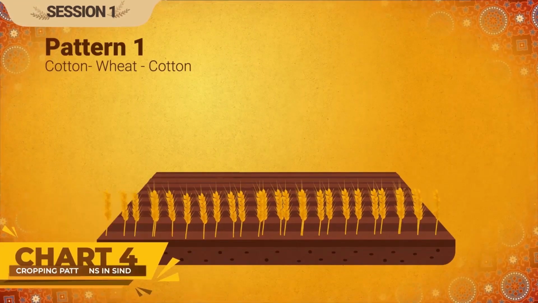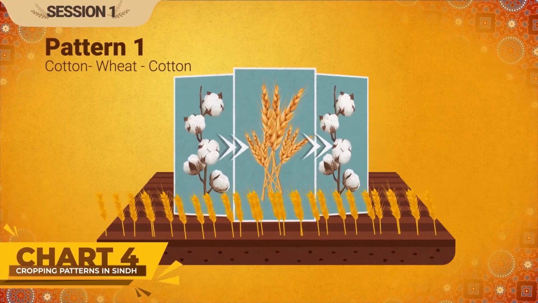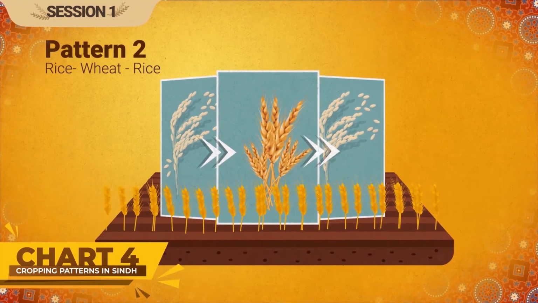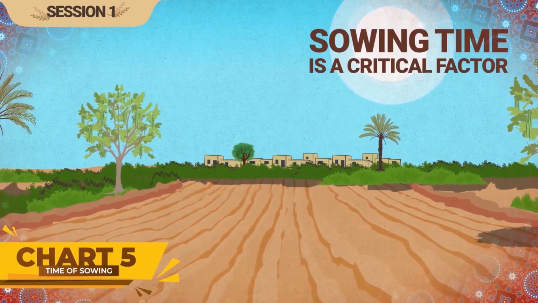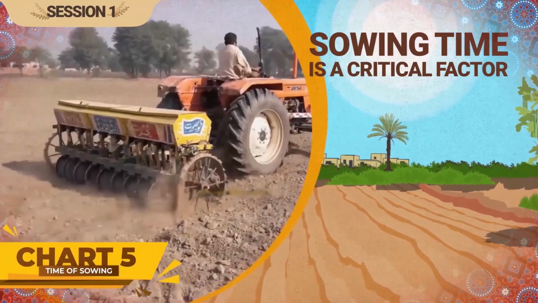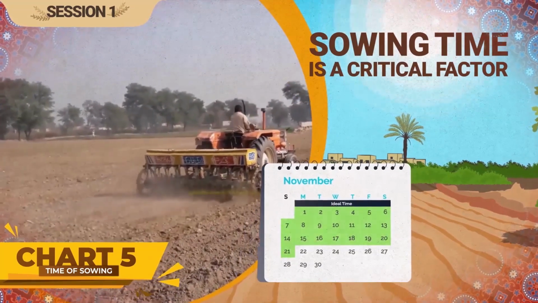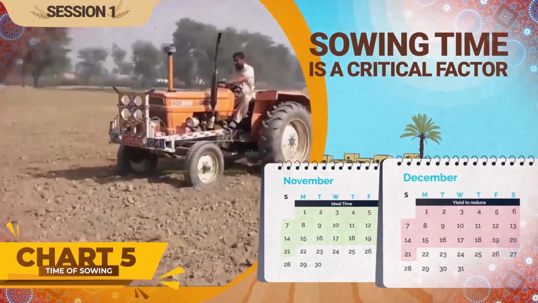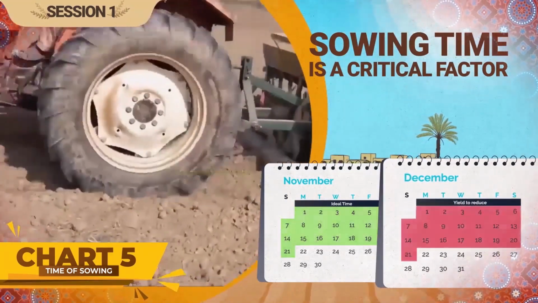Cropping patterns in Sindh. Wheat is grown in 2 cropping systems, such as cotton-wheat-cotton and rice-wheat-rice. Time of sowing. Sowing time is a critical factor. Planting the crop on time results in a higher yield. First to third week of November is the ideal time for sowing wheat. Planting afterwards, up to mid-December, can cause the yield to reduce drastically.